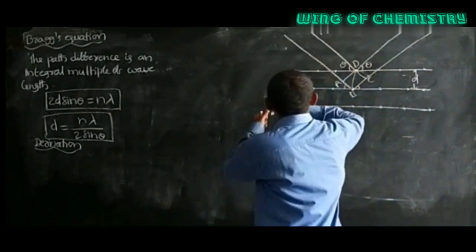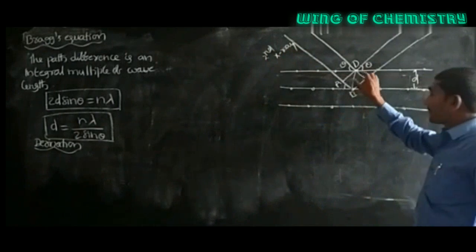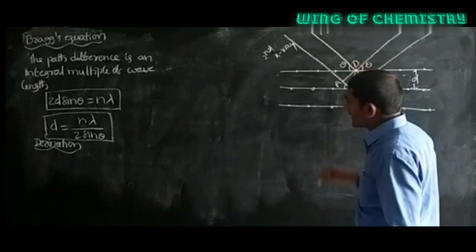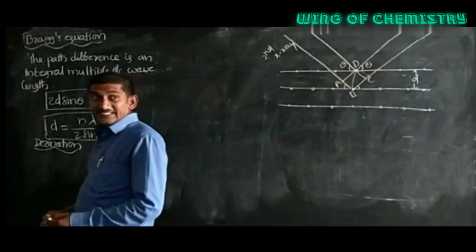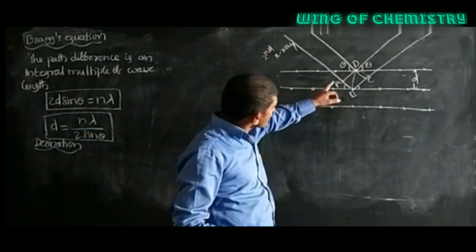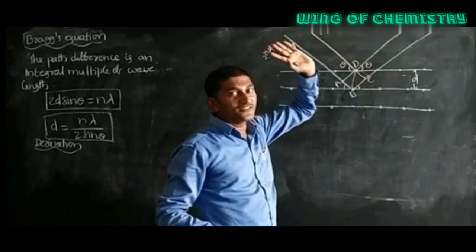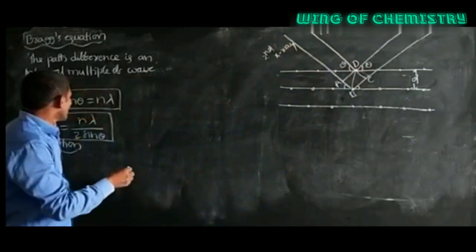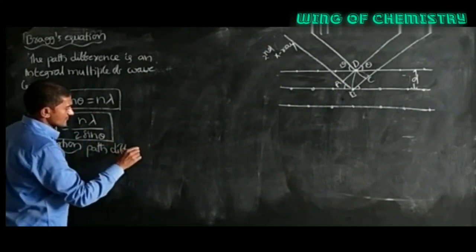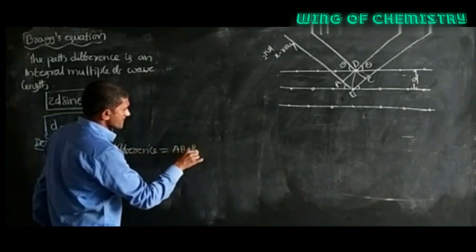The first and second X-rays are parallel. They travel the same distance until A. The second X-ray travels an extra distance of AB plus BC compared to the first X-ray. This is the path difference, equal to AB plus BC.